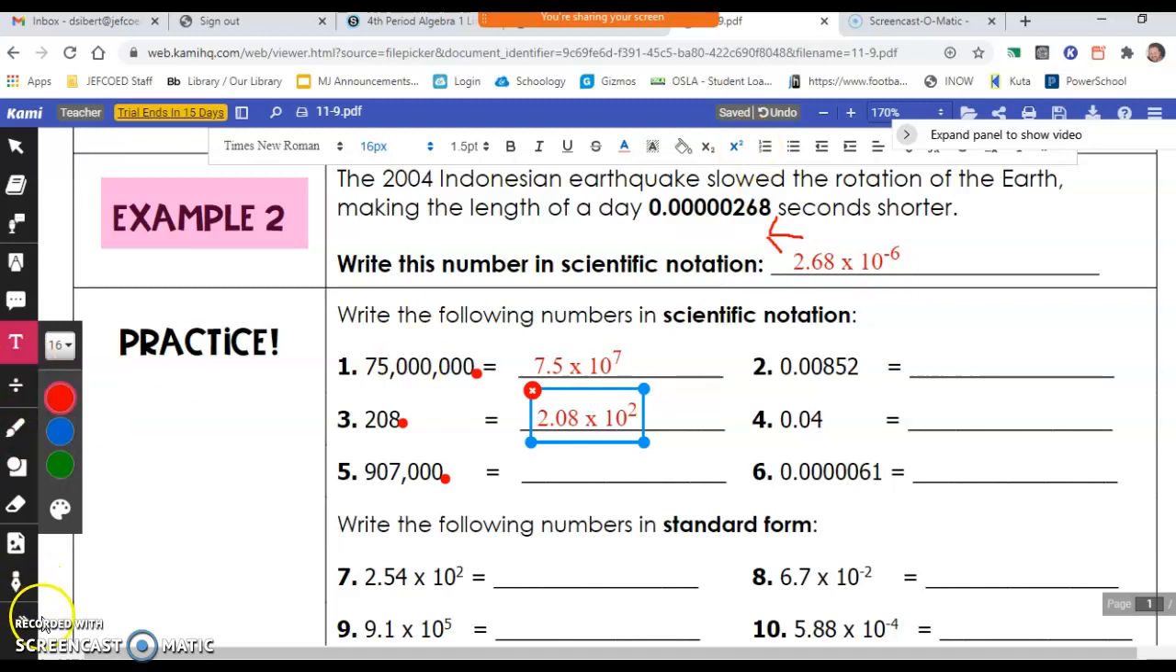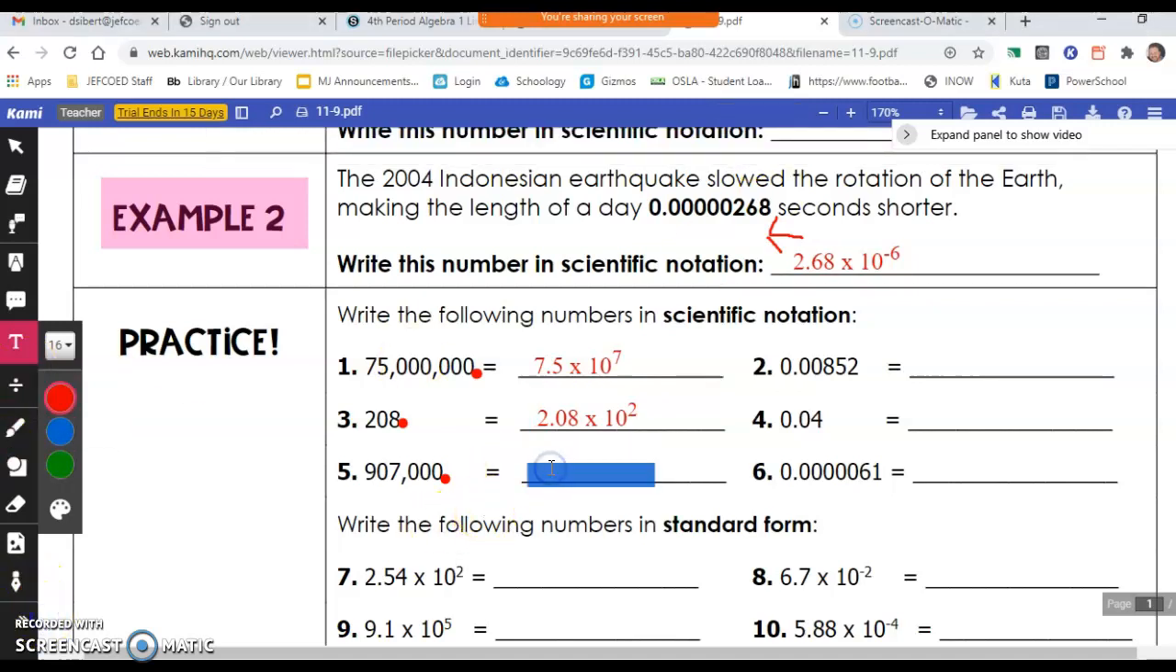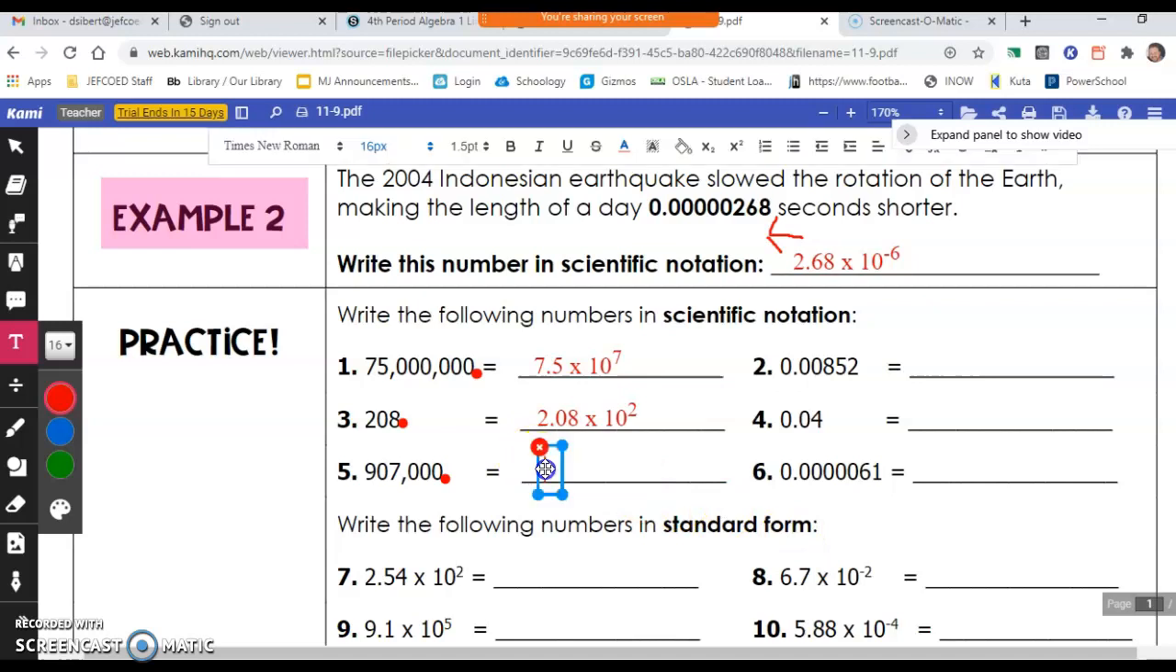Okay, now, all right, so number 5, we'll have 9.07 is my base number times 10. And how many place values has it been moved? That would be to the 5th. Okay, everybody good there? All right, now we're going to look at values that are less than 1, so we know my exponent is going to end up being negative, okay?